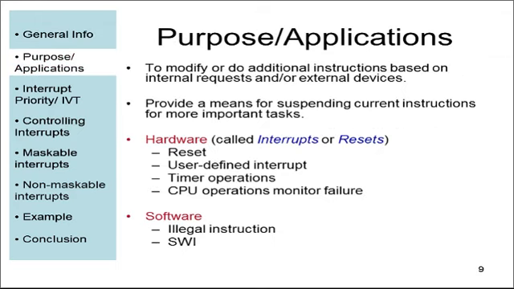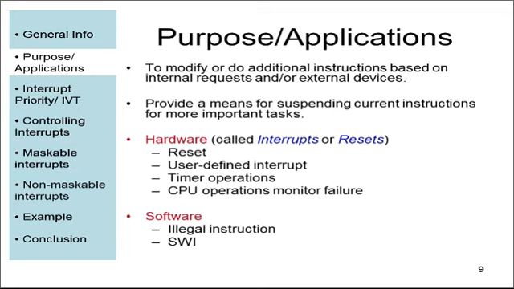What is the purpose of using interrupts, or what are the applications of interrupts? Generally, interrupts are used to modify or to do additional instructions based on the internal request or the request of external devices. It also provides a means for suspending the current instructions for more important tasks. So, by using interrupts, we are able to perform higher priority tasks.